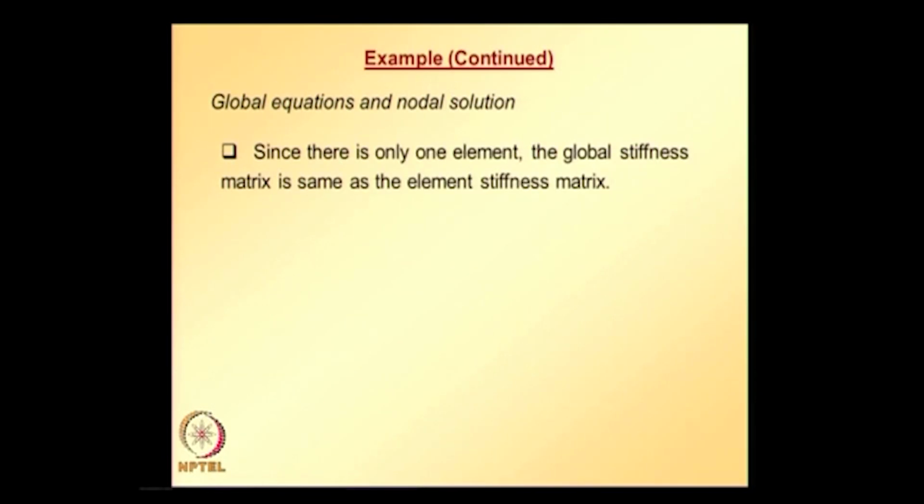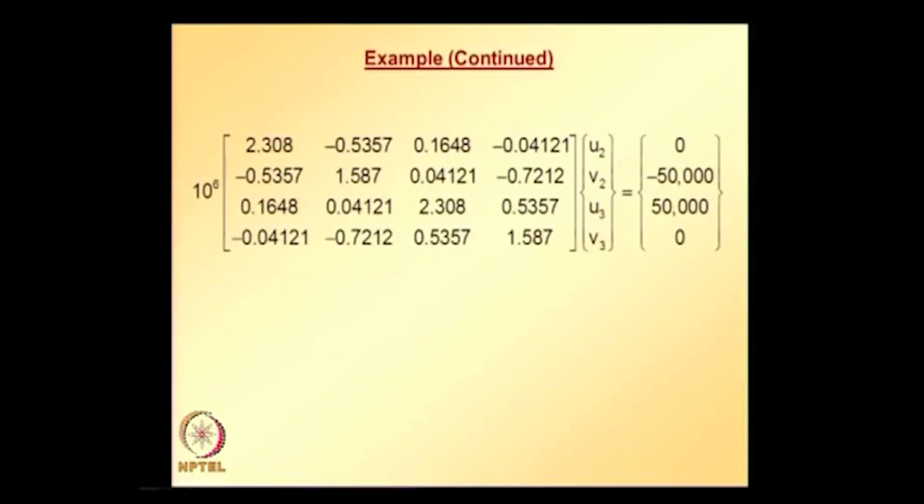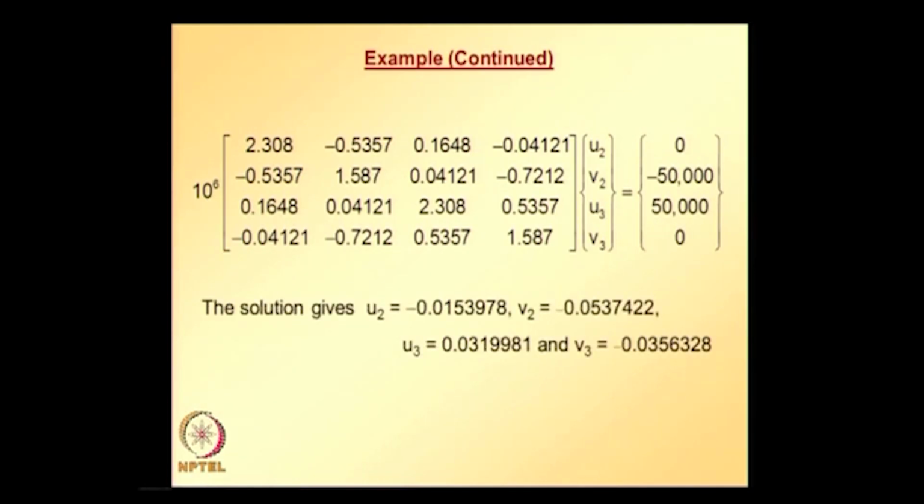Global equations and nodal solutions. Since there is only one element, the global stiffness matrix is the same as the element stiffness matrix. These are the essential boundary conditions. Imposing these boundary conditions gives the following reduced system of equations, and solving this we get the displacements at nodes 2 and 3. Once we obtain the displacements at nodes 2 and 3, we can easily do post processing like calculation of stresses.